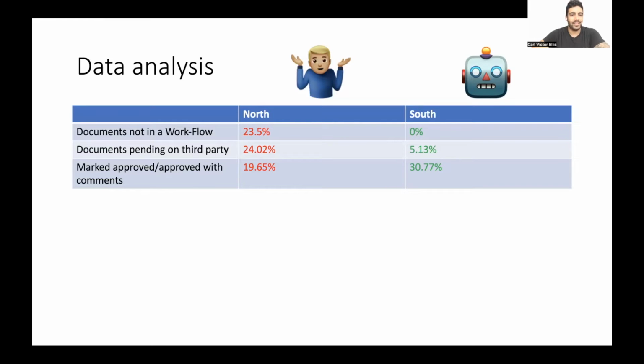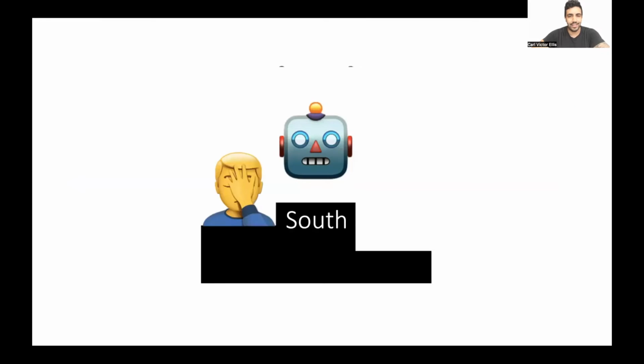Next, I compared documents pending on third party. We can see the north side is 24.02% and the south side is 5.13%. So another win to the automation. And then I compared marked approved with comments. Obviously approved is better than not approved, so we want a high number here. North is 19.65 and south is 30.77. So it's not hard to tell who took out the championship here. It's of course the south side.